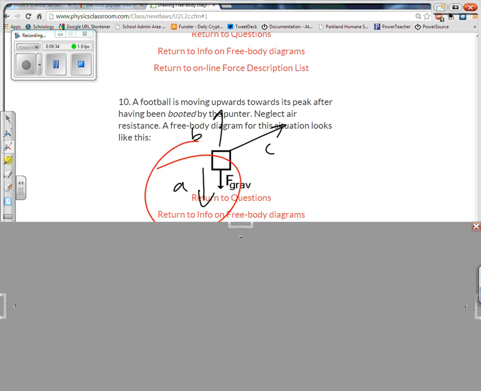Which way is gravity? Is it accelerating? Object in motion stays in motion. It says neglect air resistance. In fact, if you did count air resistance, it would actually be different. It's moving upward, but it's only accelerating while there's a net force. After that, once it leaves the guy's foot, the acceleration is down. Remember, these are forces.